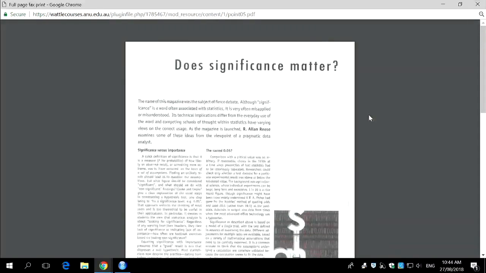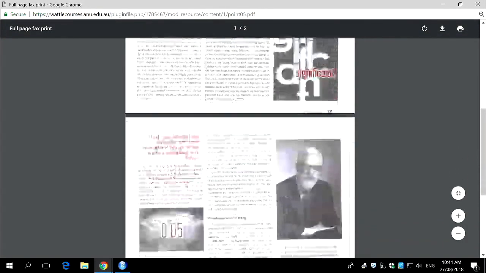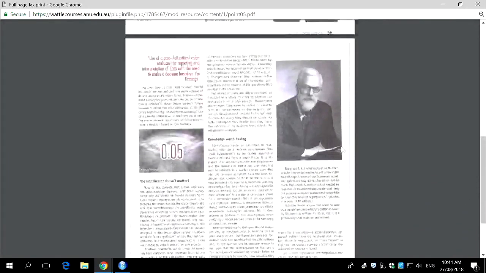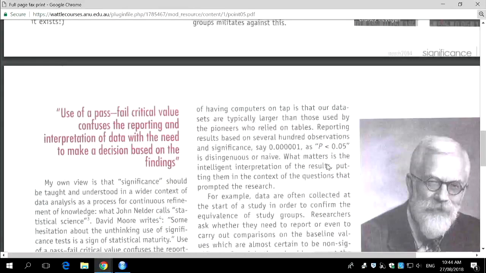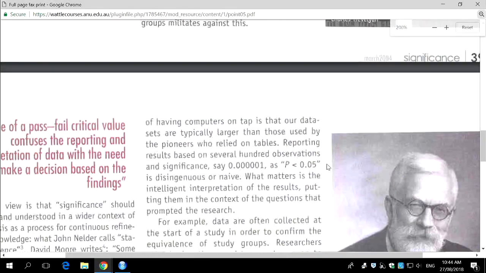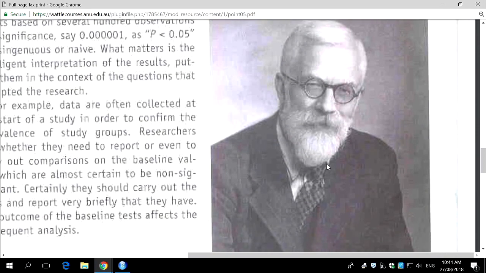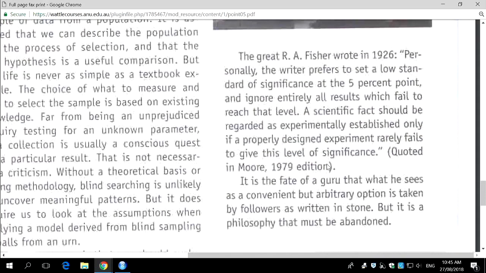Anyway, in their first issue, they had this article, Does Significance Matter? It's a big discussion around statistical significance, right? And I just want to draw your attention to one little bit of this, and that's on the right-hand side of this page. So let's drift over there. I'll make it uncomfortably large. Okay, so that's a picture of Sir Ronald Fisher, right? Doesn't he look adorable? And this is where 0.05 came from.